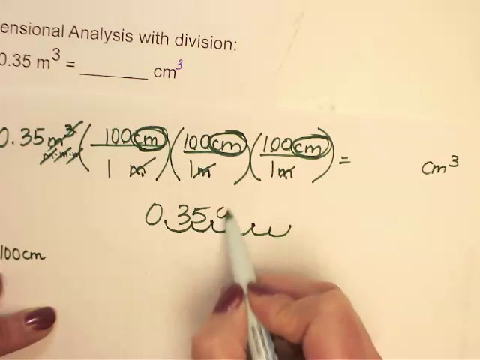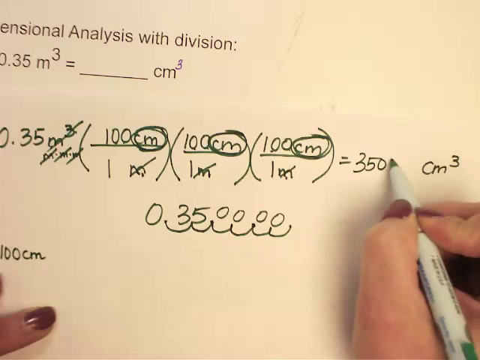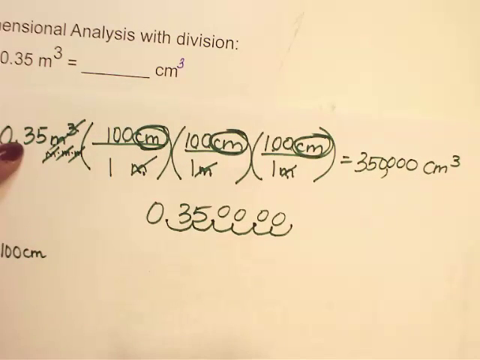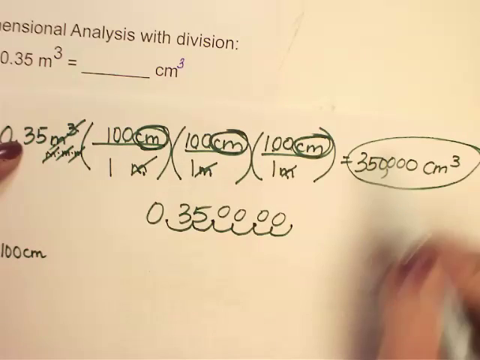So now I'm going to fill in with my zeros here. So what is my answer then? I've got 1, 2, 3, 4 zeros. So 35 hundredths meters cubed will actually equal 350,000 centimeters cubed. And that would be my final answer.